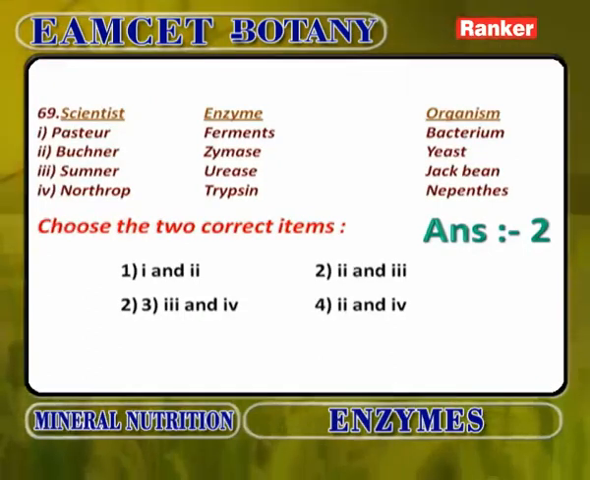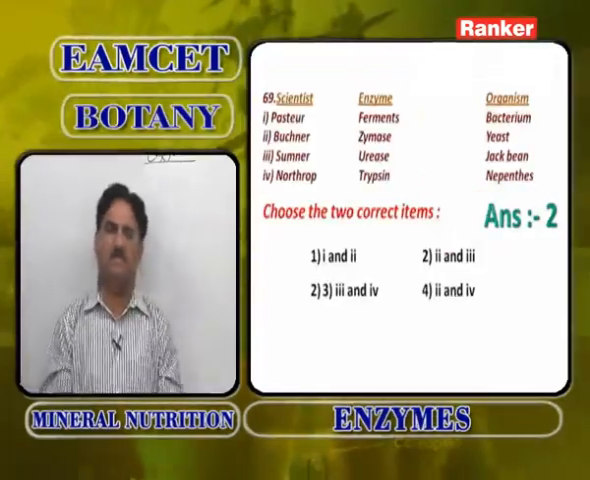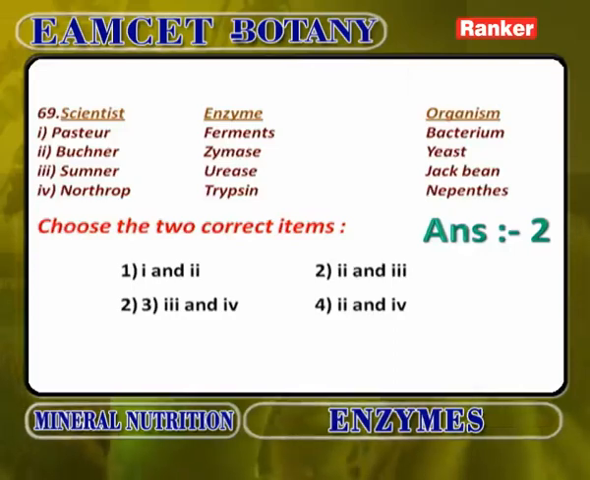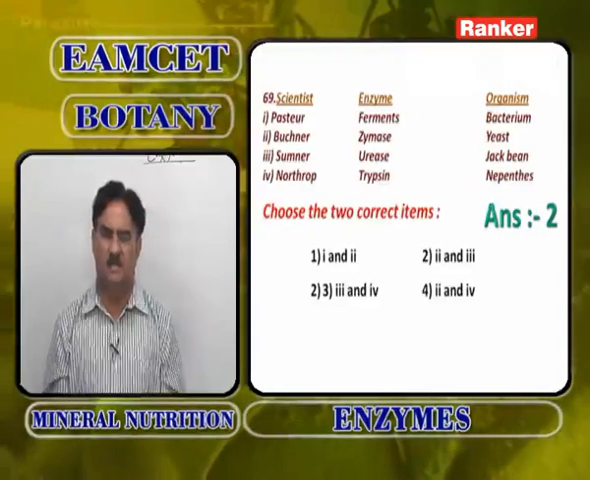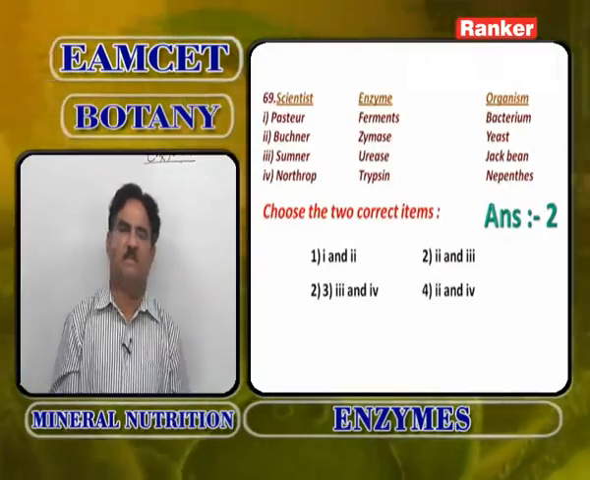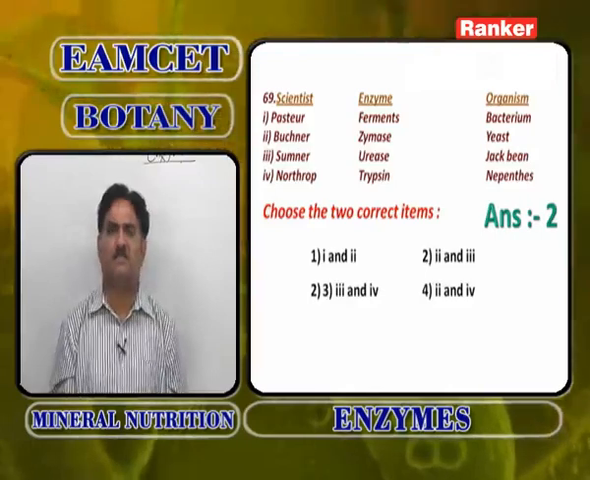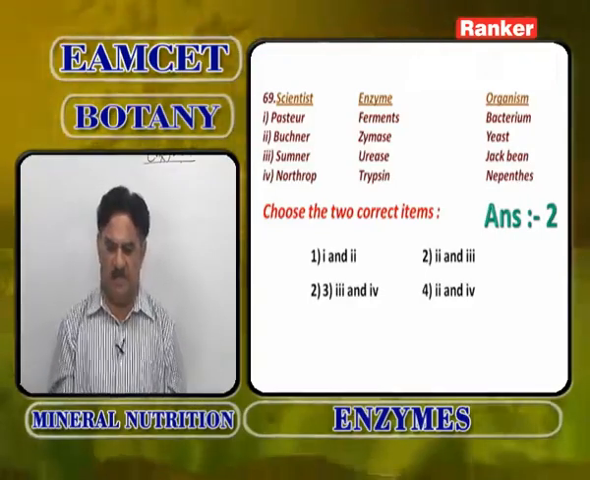Now, scientist, enzyme, organism. Pasteur, ferments, bacterium is wrong; it is yeast cells. Pasteur discovered a special chemical present in the yeast cells that helps in fermentation. He called them simply ferments. Yeast is not a bacterium, it is a fungus. So the organism is wrong here.